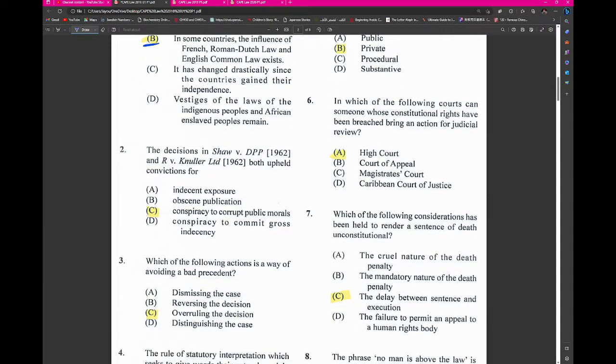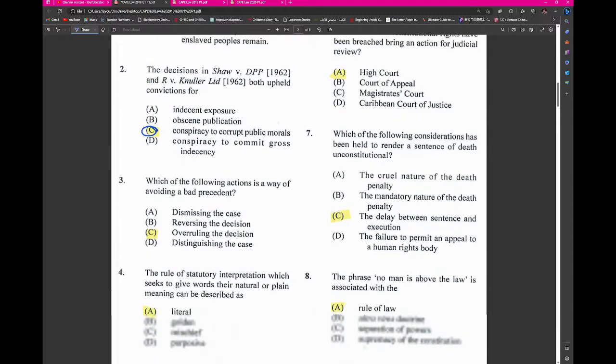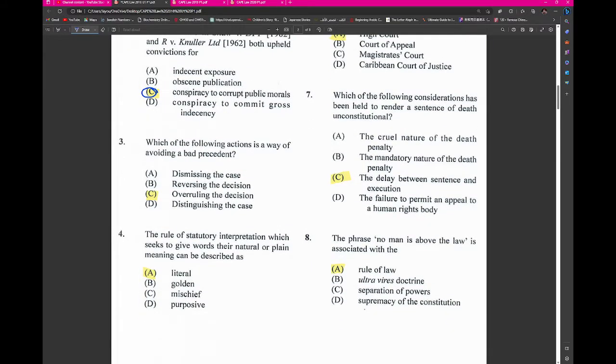So the decisions in Shaw v. DPP, and R v. Knuller was about conspiracy to corrupt public morals. True. The following is a way of avoiding bad precedent. Alright, so this should be overruling.